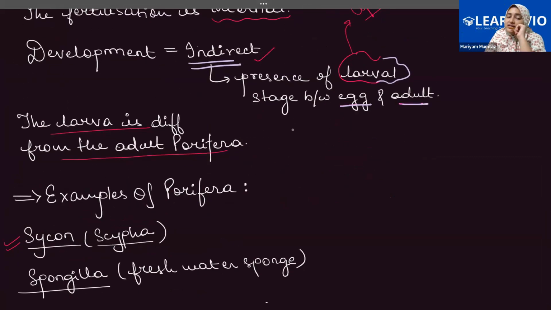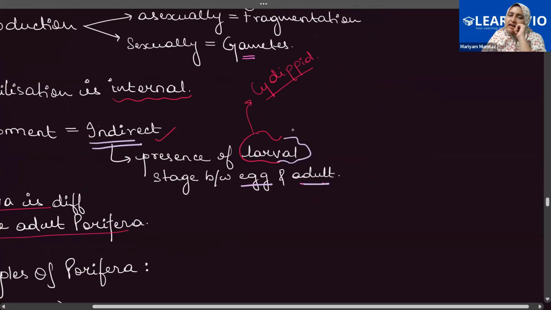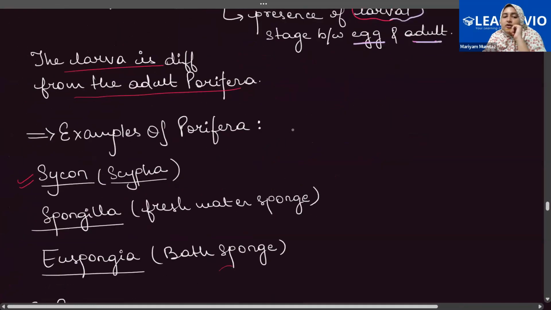Now, this larval stage, the larva of the sponges, is different from the adult sponges. I have just given a little bit of extra knowledge. The larva of sponges is known as amphiblastula larva. You don't have to remember it if you don't want to. It's fine. Now, coming on to the ending.